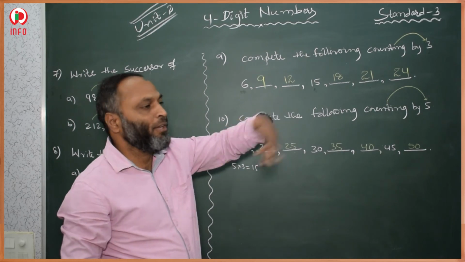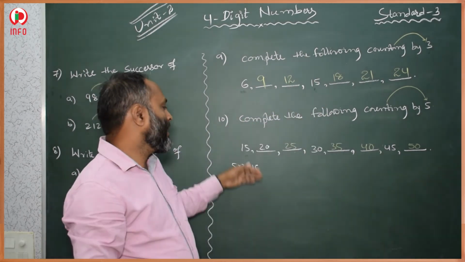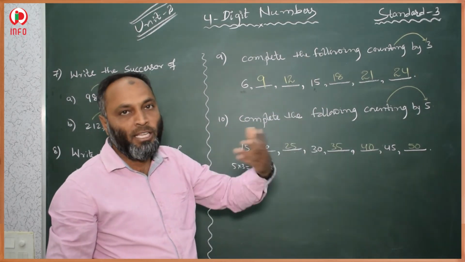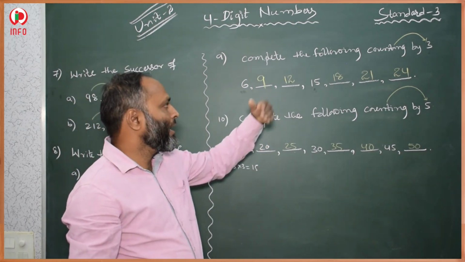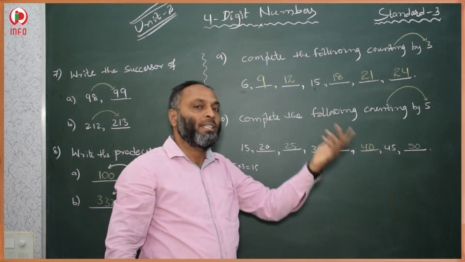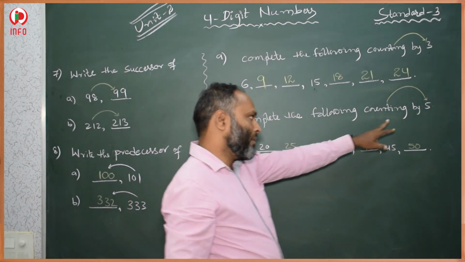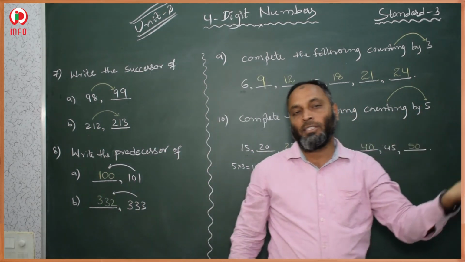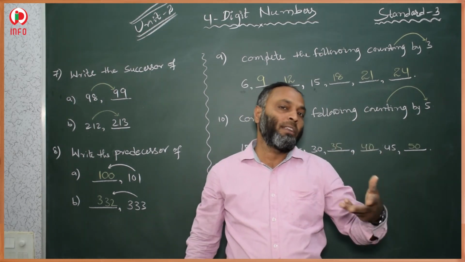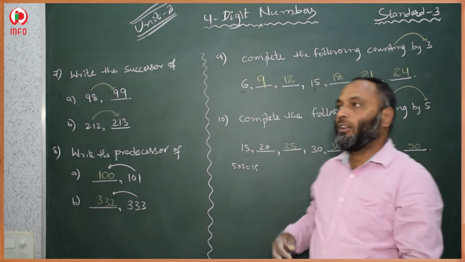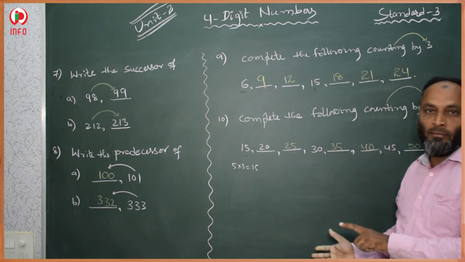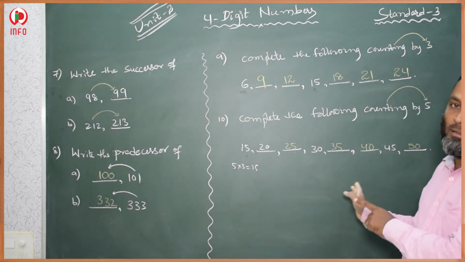Counting by 3 means we have to increase 3, 3, 3, 3, and counting by 5 means we have to increase 5, 5, 5. This is the method. Counting by 3, counting by 5, counting by 7, counting by 10, whatever number is given, we have to increase according to that. If 5 is given, increase by 5. If 10 is given, increase by 10. If similar questions other than these are also given, then follow this pattern and do it.